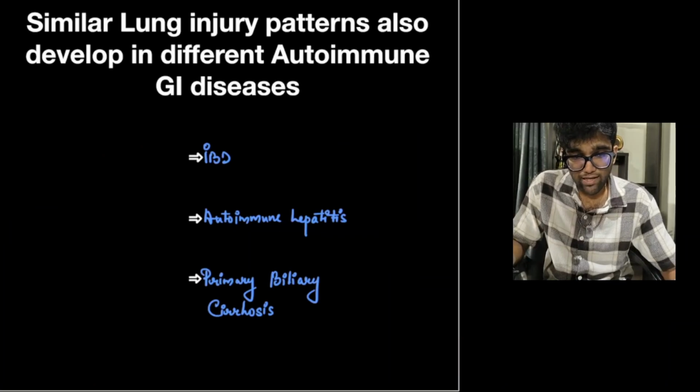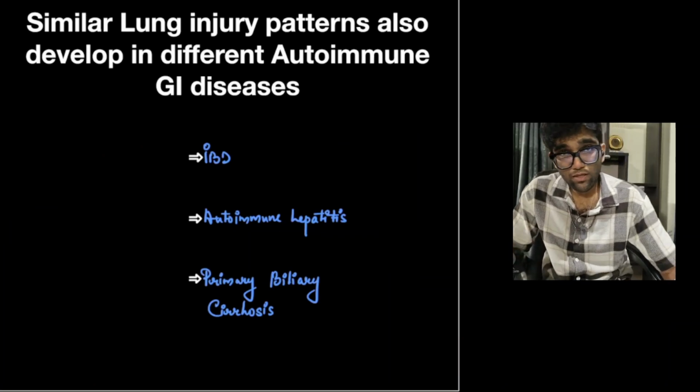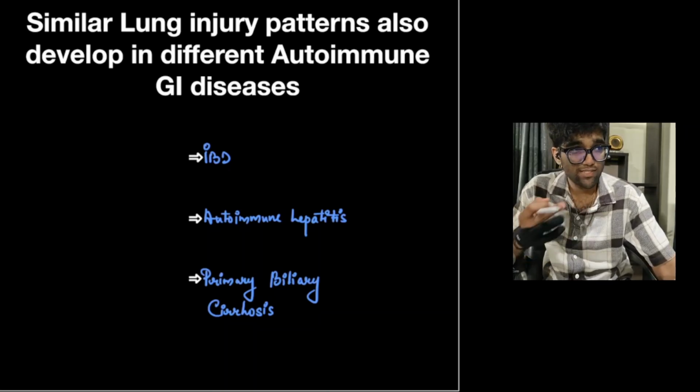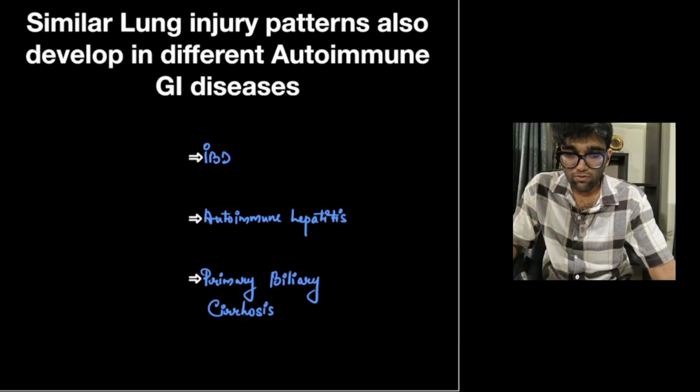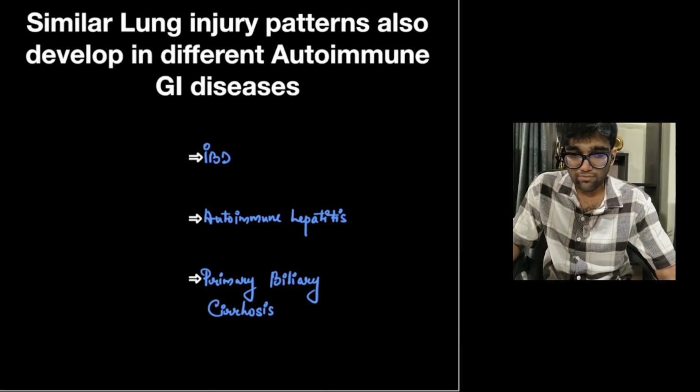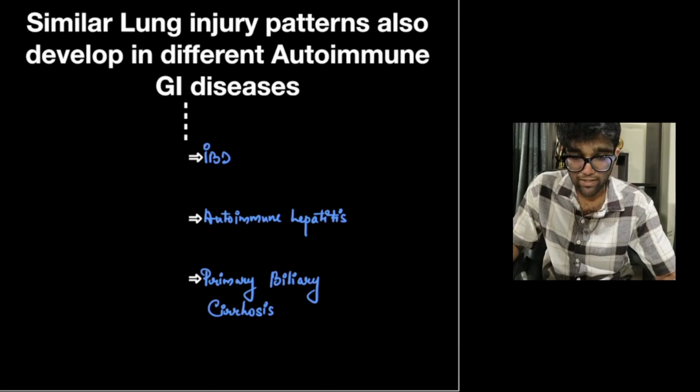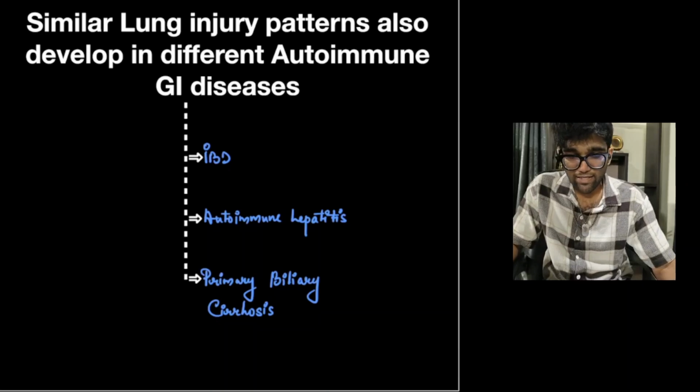Now, there are autoimmune diseases of the gastrointestinal tract. Because the gastrointestinal tract has blood flow going into the right side of the heart and then into the lung, these patients also often have an increased risk of developing lung injury patterns. There are three of these disorders: IBD, inflammatory bowel disease, primary biliary cholangitis, and autoimmune hepatitis.